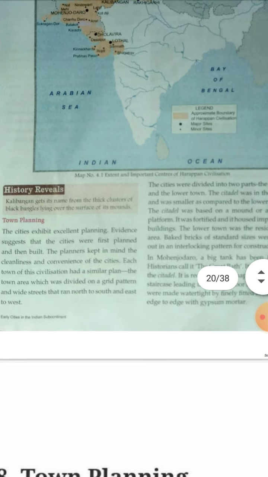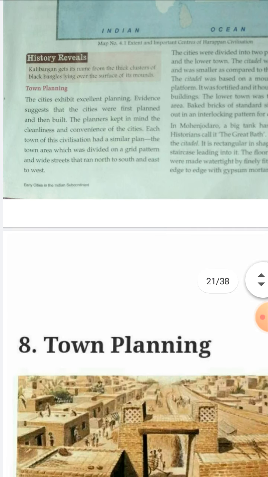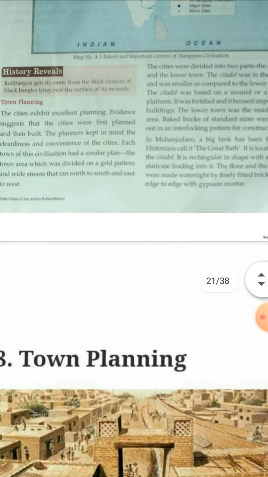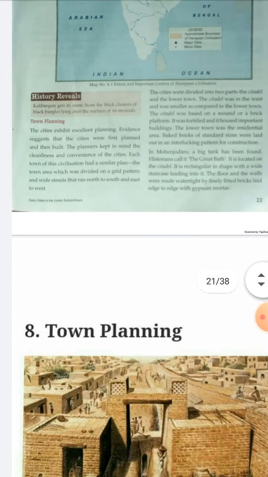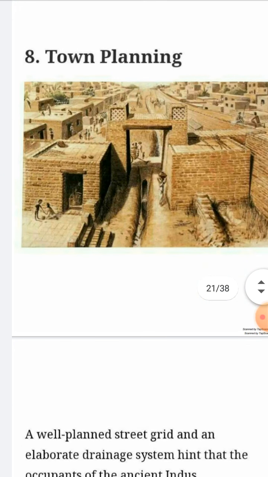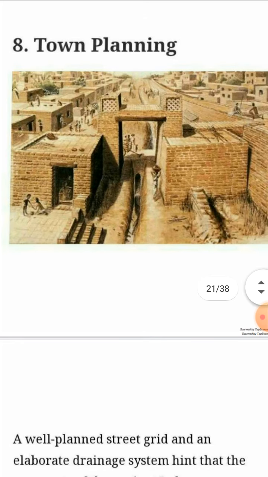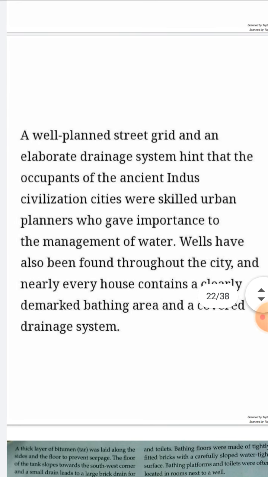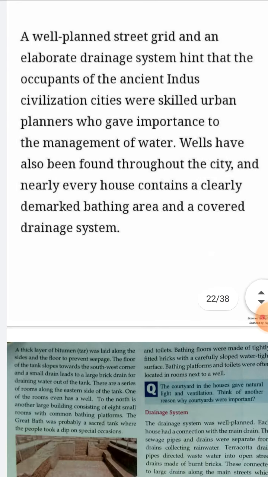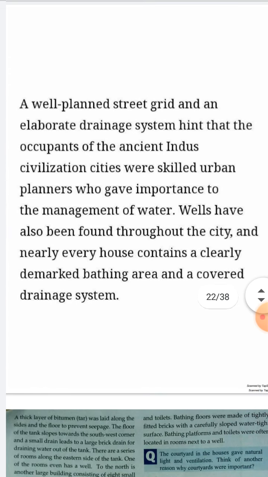Now we will continue this in the next class, that is town planning. What we have read today till now, you can see the picture of town planning, how they made the town, with well planned street grids, and an elaborate drainage system was also there. So I continue in the next class.